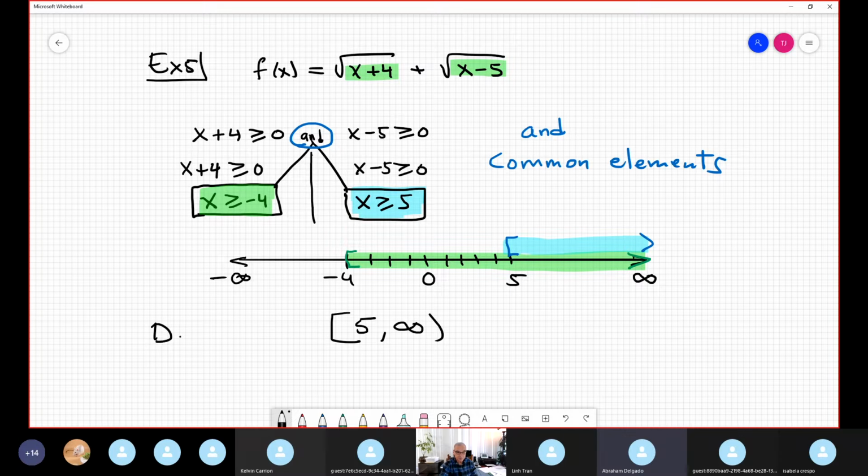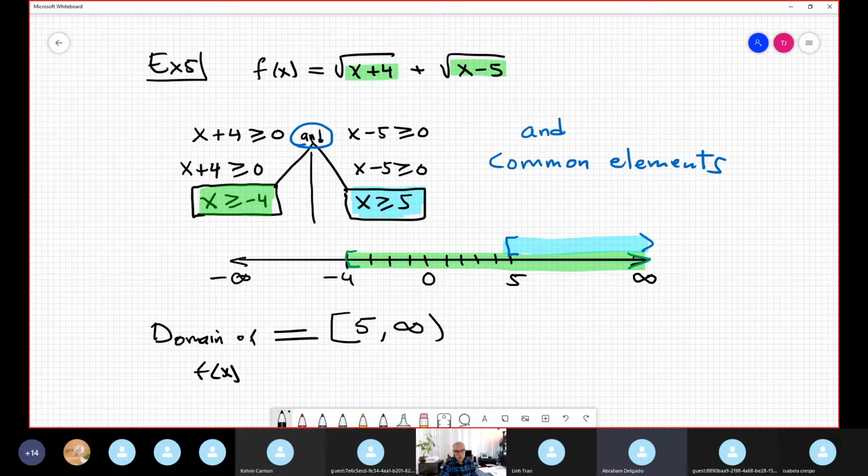Now the final answer is, domain is bracket 5, comma infinity. This is the domain of f of x equal this. Let me explain more clearly. Okay, look. Let me show you.